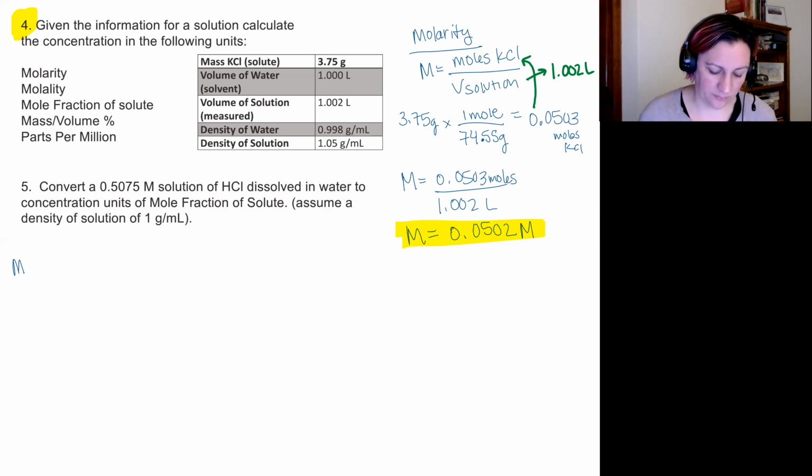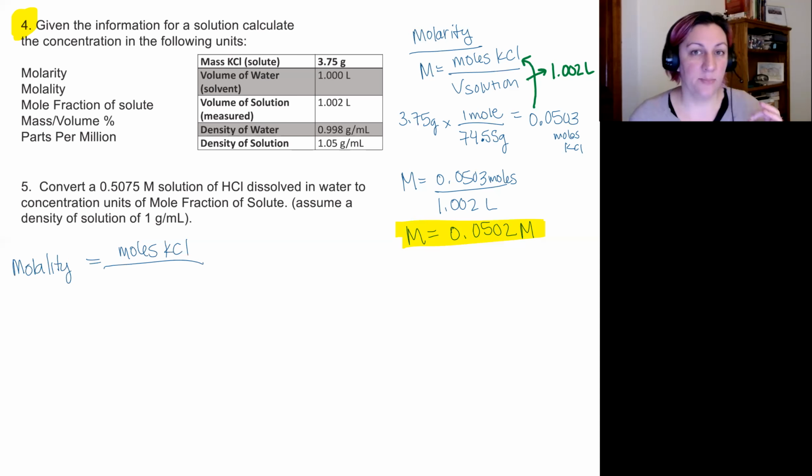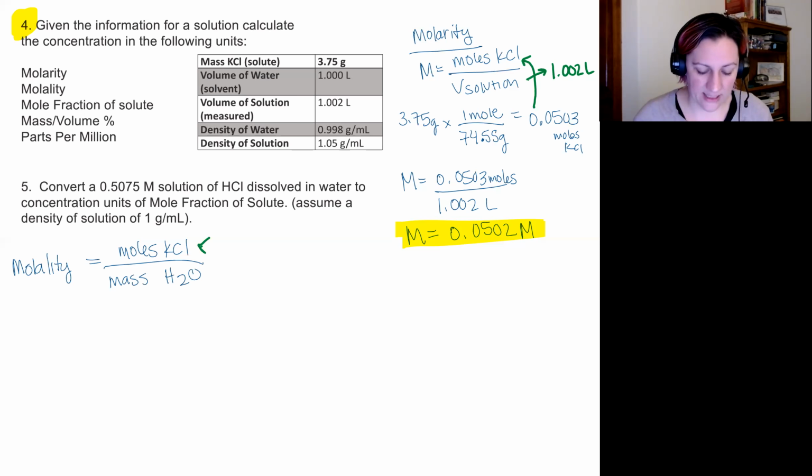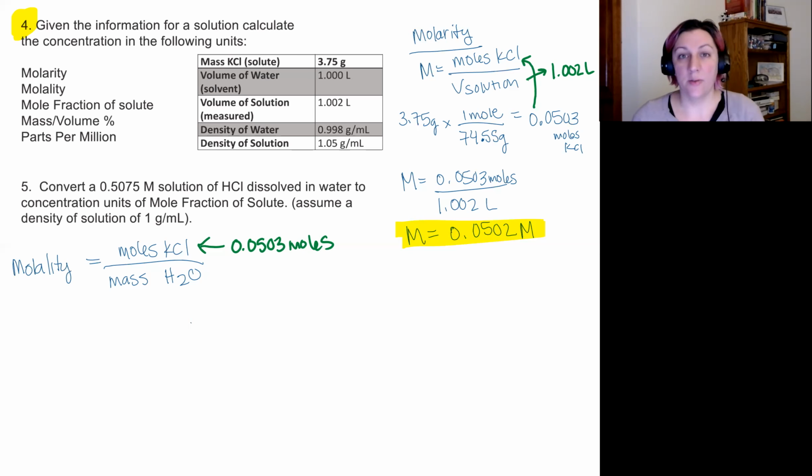I'll do it over here. So remember, molality is going to equal our moles of potassium chloride. And now it's going to be divided by the mass of our solvent at the temperature that we're working at, which we're going to assume, since it's not given, is room temperature. So it's going to be the mass of our water. So in this case, we've got the moles of potassium chloride already. We calculated that to be 0.0503 moles. So I need to get this mass of water. I'm going to want it in kilograms too.